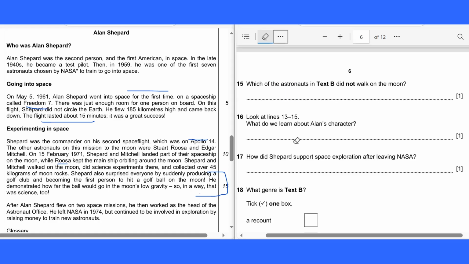Next, well, now we are in question 17. How did Shepard support space exploration after leaving NASA? 10 seconds from now.